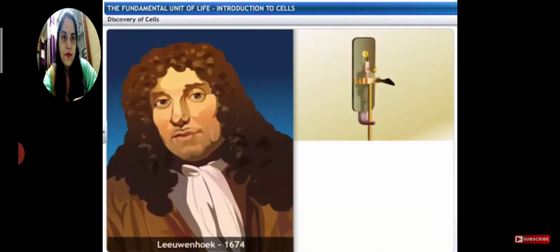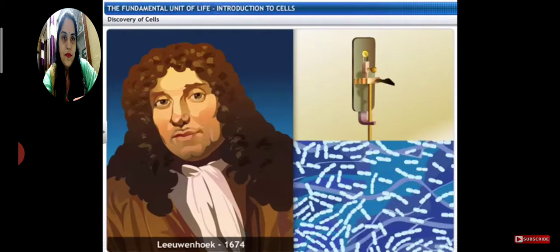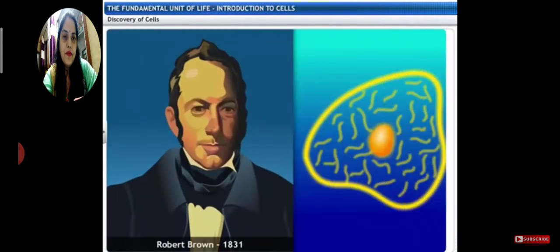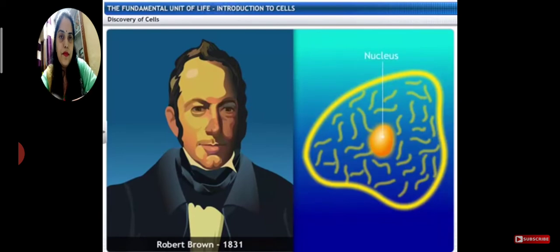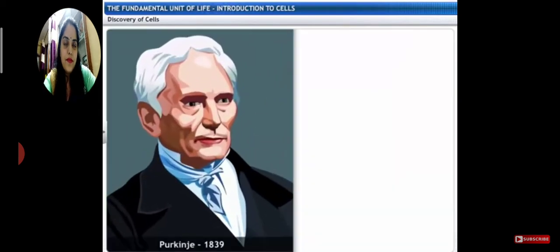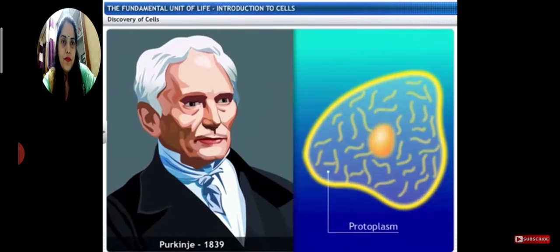Leeuwenhoek, in 1674, with an improved microscope, discovered free-living cells in pond water for the first time. Robert Brown, in 1831, discovered the nucleus in the cell. Purkinje, in 1839, coined the term protoplasm for the fluid substance of the cell.